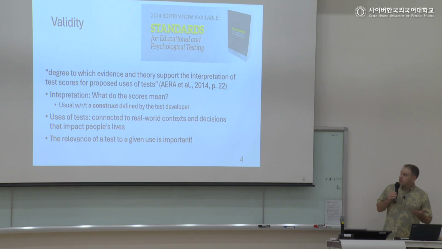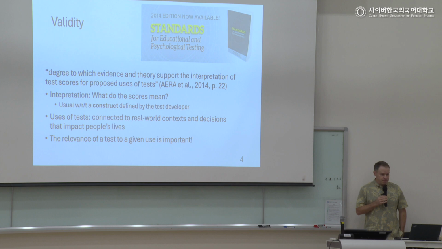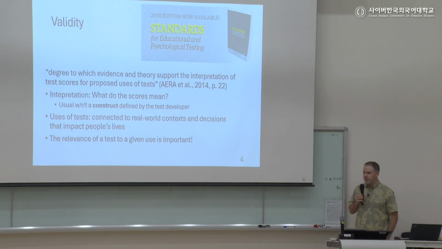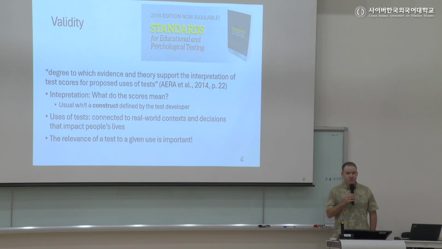If we unpack this definition, interpretation essentially gets at what the test scores mean, and that's usually with regard to a construct that's defined by the test developer. The uses of tests have to be connected to real-world contexts. Usually we're making decisions about people. Should we admit this person to the university? Should this person qualify for a visa to reside in a particular country? Should we hire this person? Should we promote that person?